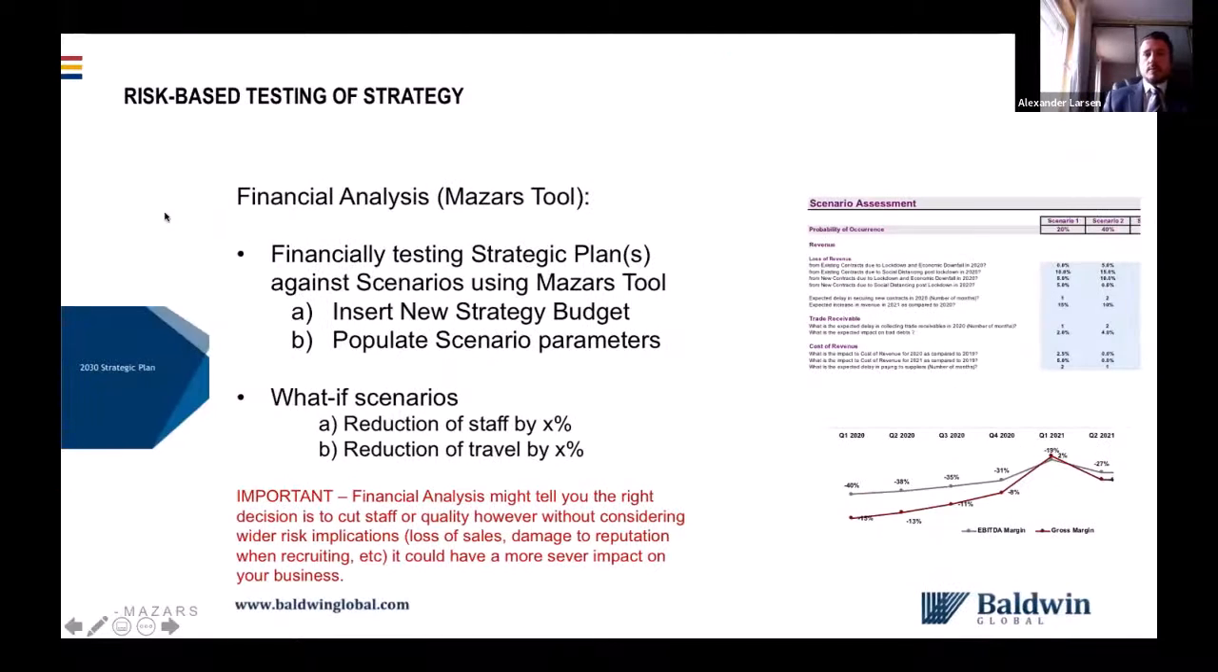So we already saw Mazars' tool. We can actually start doing that. If you have plans, if you've developed plans, shove the financials in there, insert the new budget and populate the scenario parameters. You know you have a few different scenarios. You can start populating them in that tool and it will give you a few graphs, as we saw demonstrated, that give you an indication of, okay, is this going to look positive or negative, and which one are we most comfortable with?